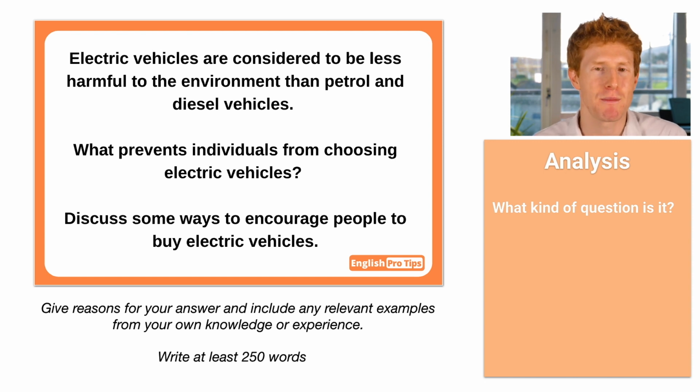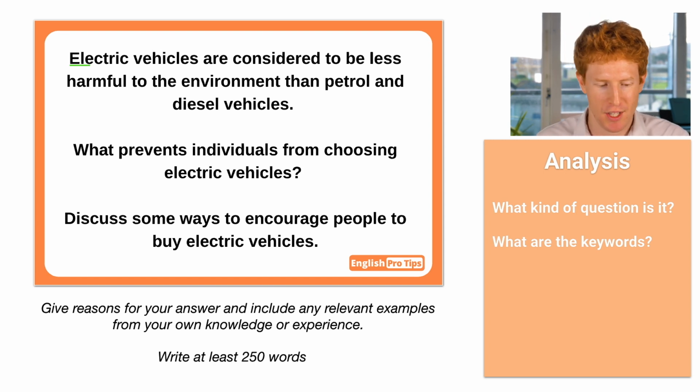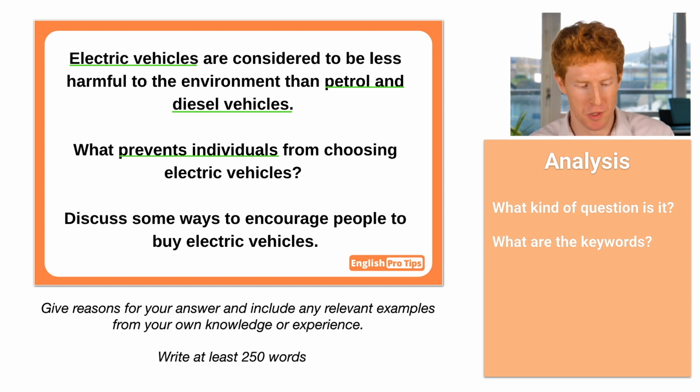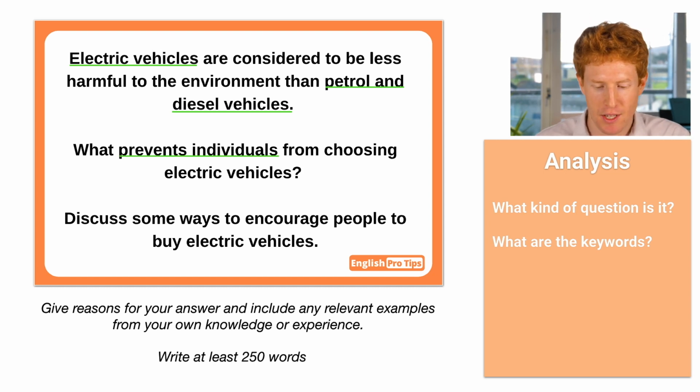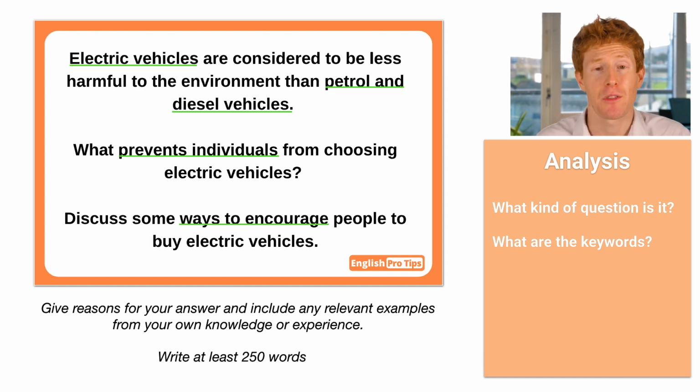Okay, so the first thing you want to be doing is identifying what kind of question you've got in your IELTS writing test. Next, what are the key words? So the key words are going to be words that help you to understand the question. Things like electric vehicles, petrol and diesel vehicles. What prevents individuals from choosing electric vehicles? Discuss some ways to encourage people to buy electric vehicles. Now, the key words are just words that will help you to answer the question and understand what the question is asking you to do.